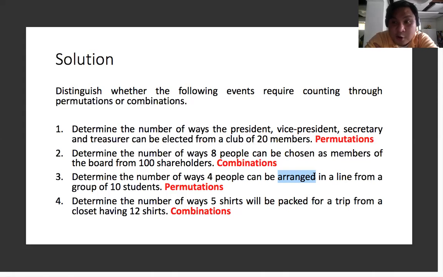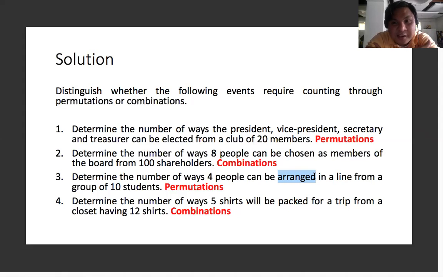Okay, so why are they combinations? Now remember, combinations do not require a particular arrangement, order, or position for the chosen people or objects. So for number 2, we're supposed to select 8 members of the board. In this case, it doesn't matter which person was chosen to be a board member, as long as we get the same 8 people to be our board members.